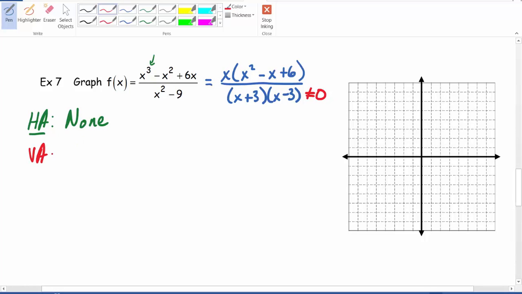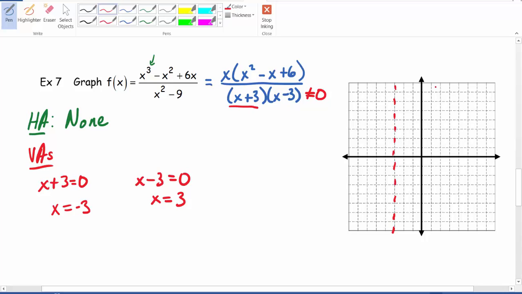So for the VAs, we're going to set this x plus 3 equal to 0, and the x minus 3 is equal to 0. And we pretty much just go ahead and solve for x from here. So we would have x is equal to negative 3, and x is equal to positive 3. So just graphing those, we have negative 3. And you could save this for the end too, but it doesn't really matter too much with the graph. So negative 3 is one of our vertical asymptotes, positive 3 is the other.